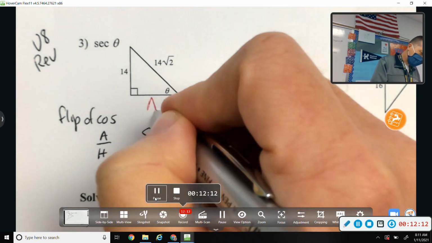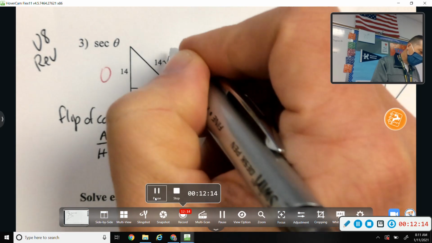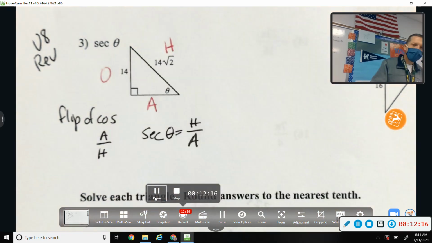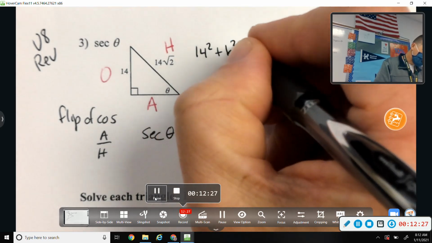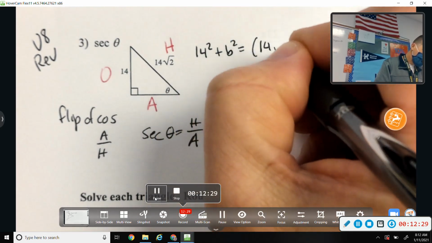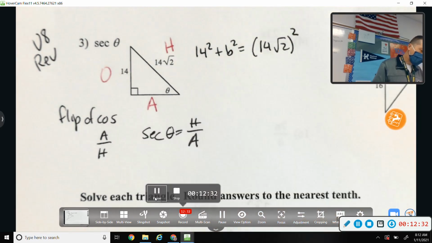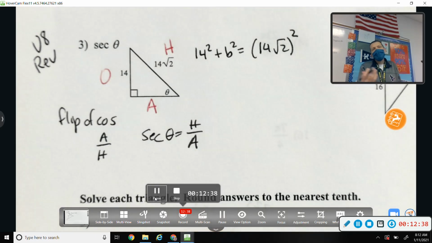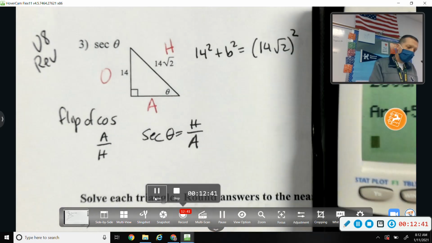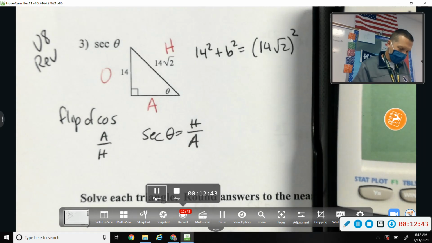So there's a, there's opposite, and there's h. Well, of course they made us do a little bit more work before we can figure out the ratio, because we don't know what a is. So 14 squared plus b squared equals 14 square root of 2 squared. If you recognize that as a special right triangle, you might already know what this side is. If not, it's fine. You're just going to work the problem like normal.